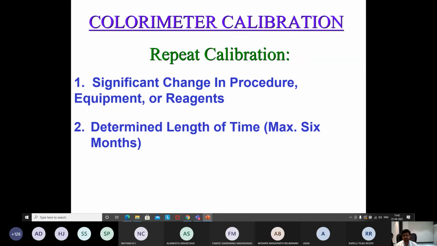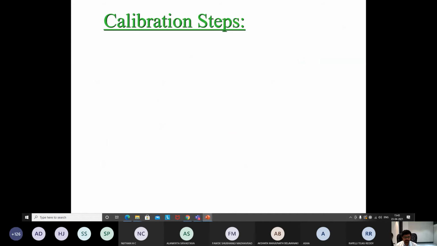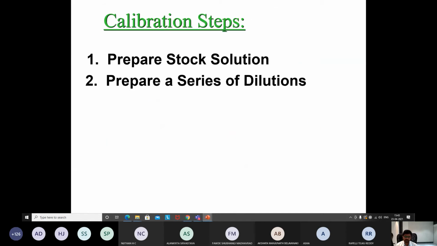And also we have to determine the length of time, how long you have stored your reagents, because the reaction will also depend on the reagent stability. And if the verification standard is not in the acceptable range, meaning standards are not coming in the acceptable range, then you have to prepare fresh reagents and redo the tests. So, calibration steps: prepare stock solution, prepare series of dilutions.